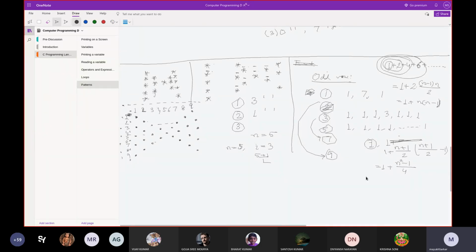Let me check once. So at the fifth row, when n is, I'm considering the fifth row as 1, so there is one space. Then in the second row, I think I made some mistake here. Just let me think. Just give me 2 minutes.